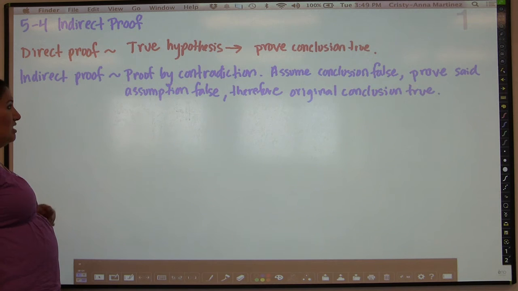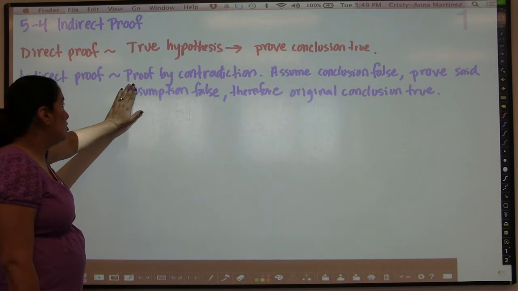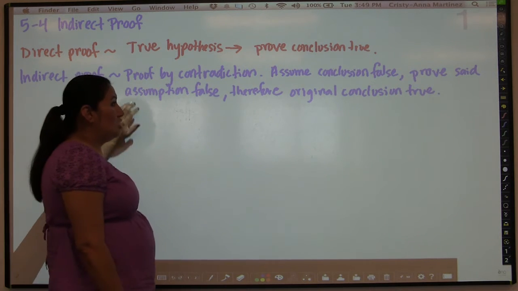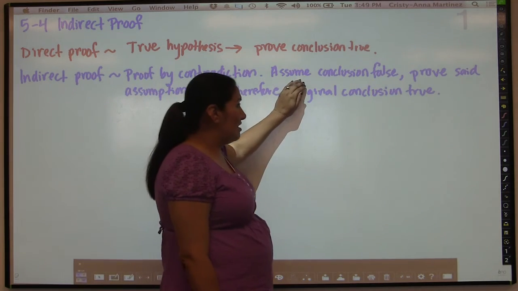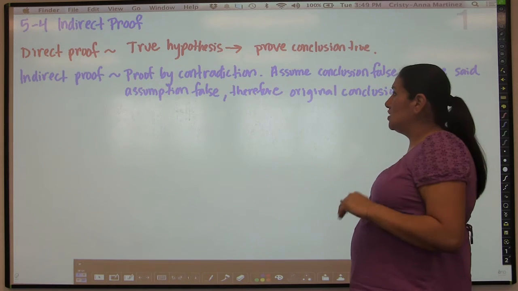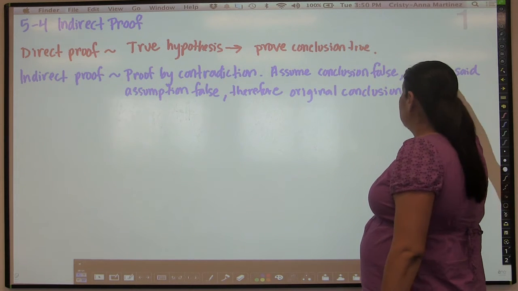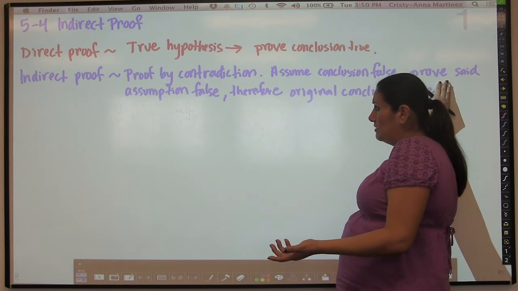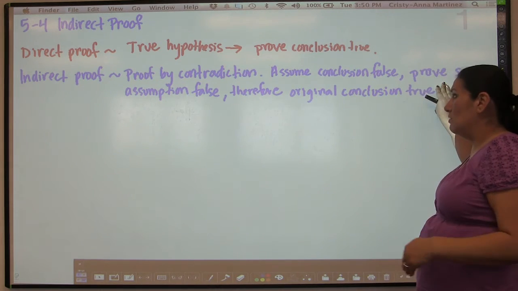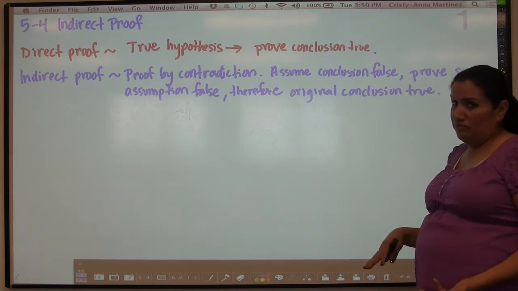But an indirect proof doesn't directly go to the point. It actually gets there in a roundabout kind of way. Another way that we refer to an indirect proof is a proof by contradiction. What you do in an indirect proof is you start by assuming that the conclusion is false. Whatever they're telling you to prove, you actually start by assuming that it's false. Then you prove that said assumption is false. And if that assumption is false, then by contradiction, the original conclusion must have been true in the first place.